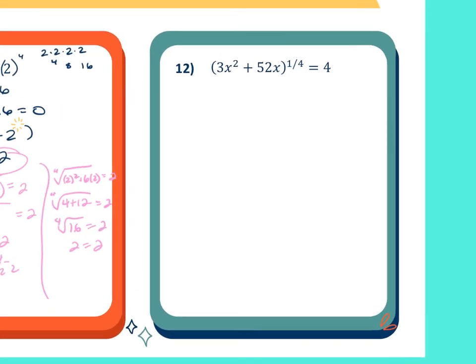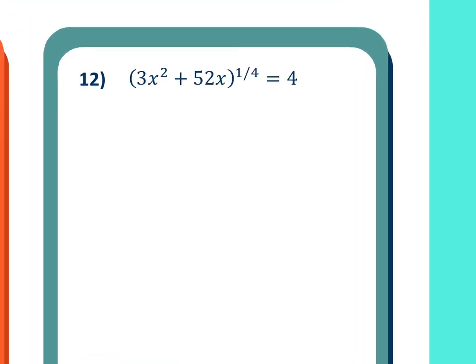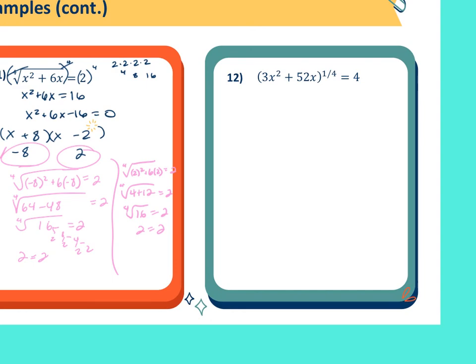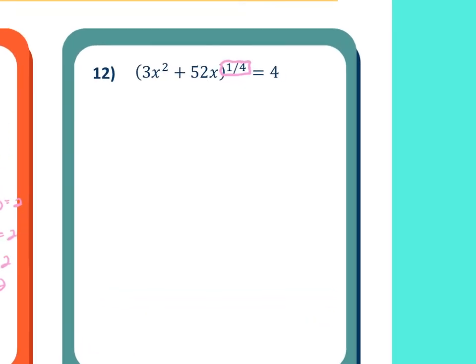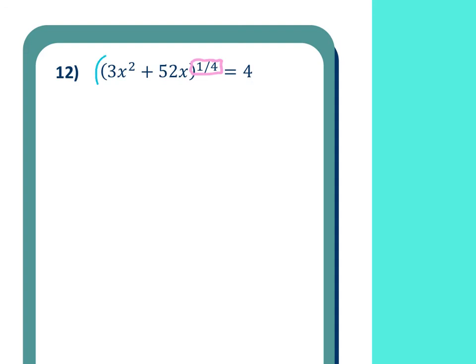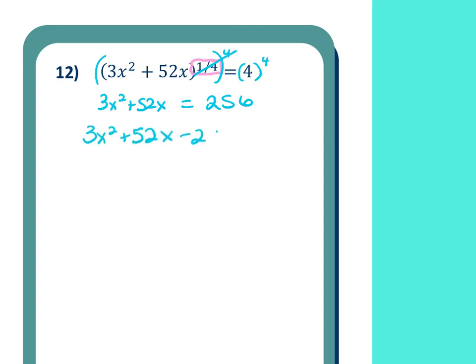All right, 12 is also a 4th root. So even though it's written differently, raising to a 1/4 is the same as taking the 4th root. So I'm going to do the same starting step, which is raise it to the 4th power. 3x squared plus 52x, this cancels, equals 4 times 4 times 4 times 4, which is 256. Subtract the 256.